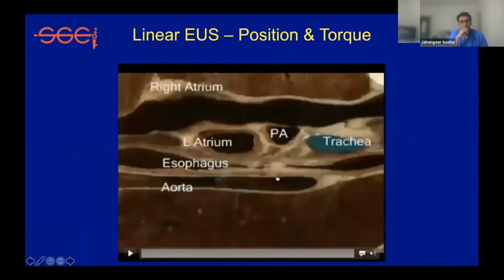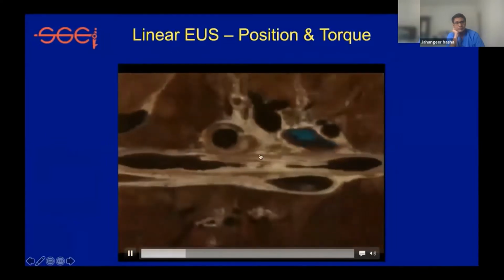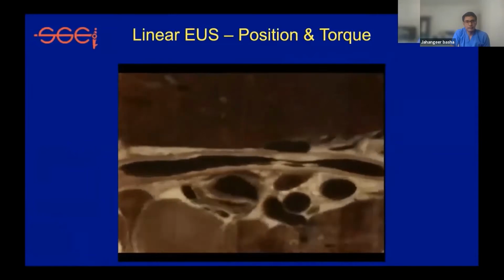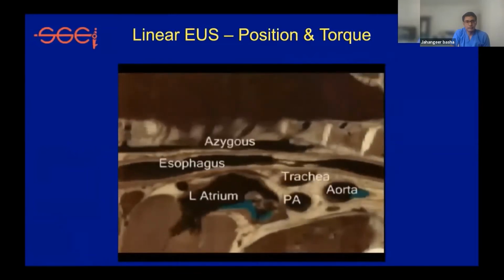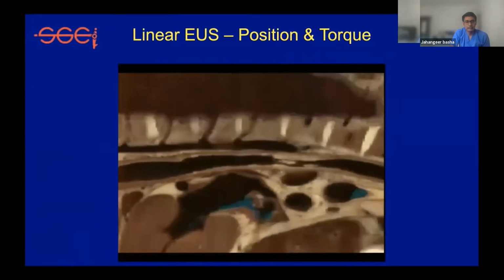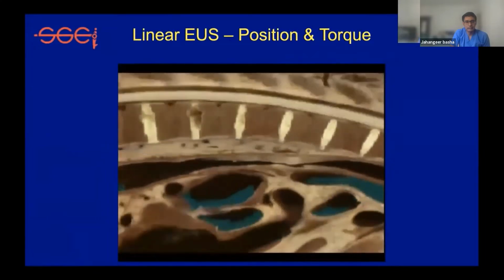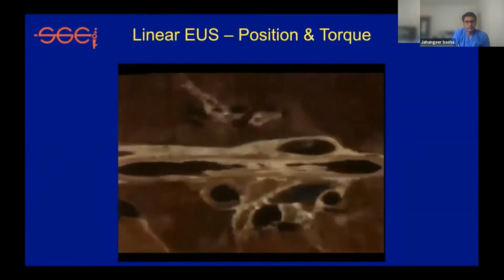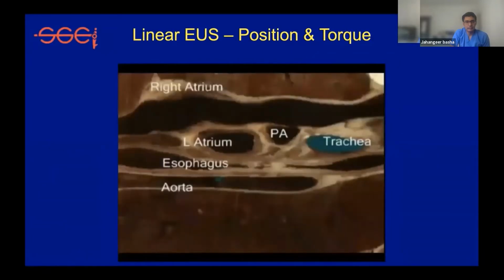So let me explain in this human model. This is a sagittal section almost simulating the linear scope. The scope is in the esophagus, anteriorly the heart. If we give a clockwise torque, the azygous vein comes into view. Once the azygous vein is in view, on further clockwise torque, we can see the vertebral bodies and then the aorta. This is how the linear EUS rotation should be performed.